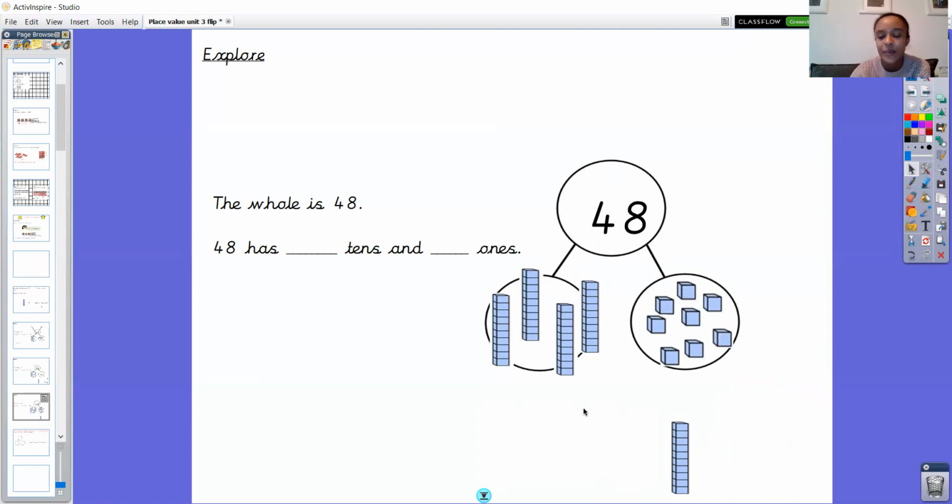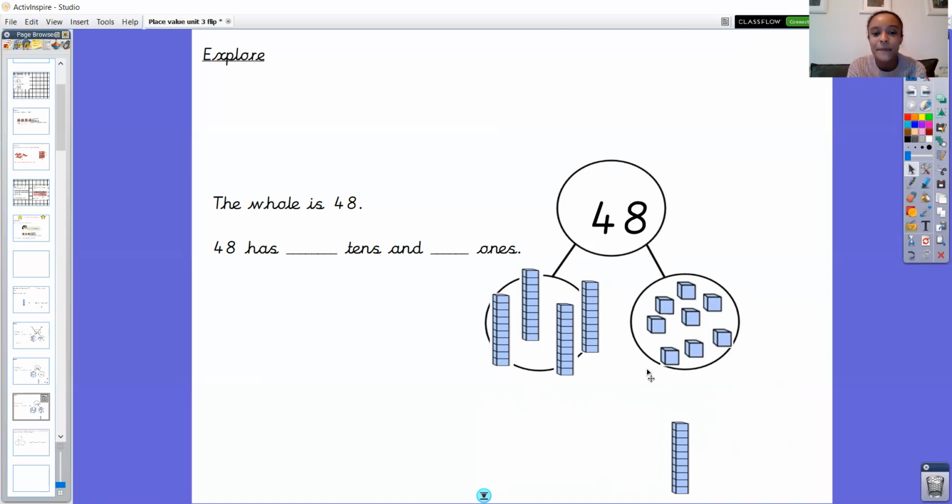So now should we count them and double check that we've got 48? And you know that Miss Adams likes to make mistakes. So should we double check we've got them? So we're going to count in our tens and ones. Are you ready? 10, 20, 30, 40, 41, 42, 43, 44, 45, 46, 47, 48. We've done it. Well done.